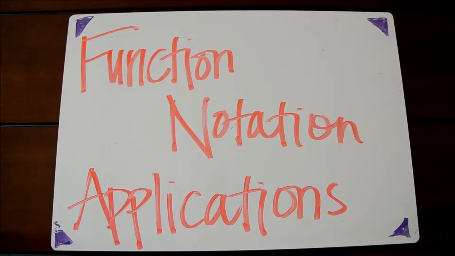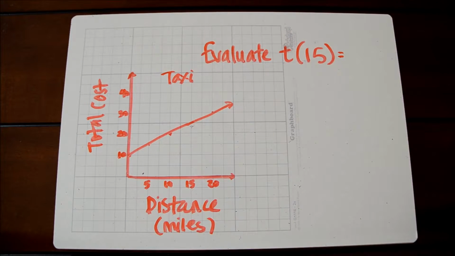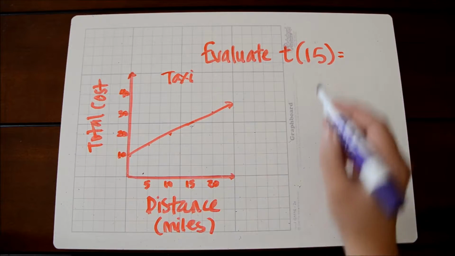Today our lesson is on function notation in application problems. Let's take a look at our first example. Here we have a graph that displays the relationship between the total cost and the distance in miles of a taxi ride, and you're being asked to evaluate t of 15.